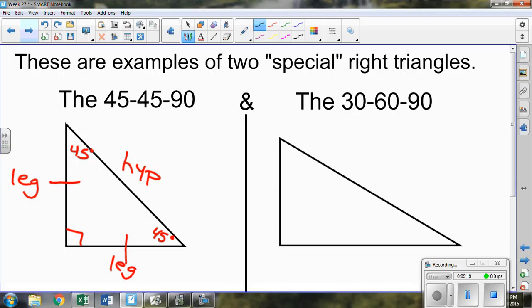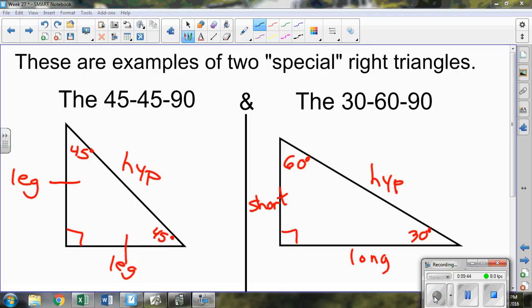Coming over to the 30, 60, 90, we have our 30-degree angle, our 60-degree angle, we have the hypotenuse, we have a 90 degree. When we reference the sides, we will reference the short leg and we'll reference the long leg.